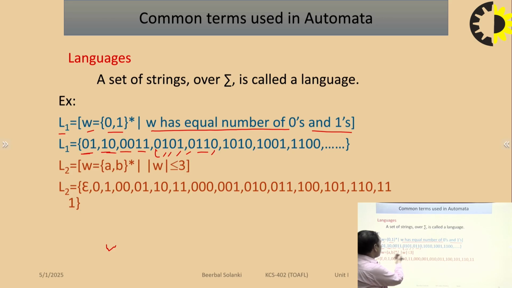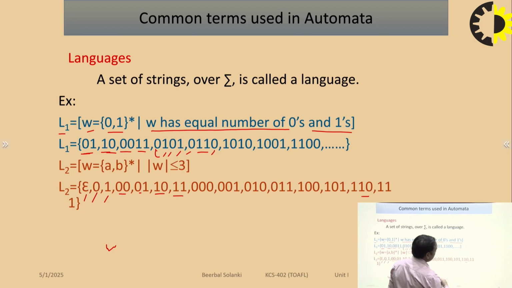It can be any combination. It means any combination of A and B, where the length of the string is at most 3, equal to 3 or less than 3. So it accepts strings like epsilon, because it represents closure. It can be 0, 1, 00, 01, 10, 11, all combinations. So the maximum length is 3 alphabet symbols, like 111.